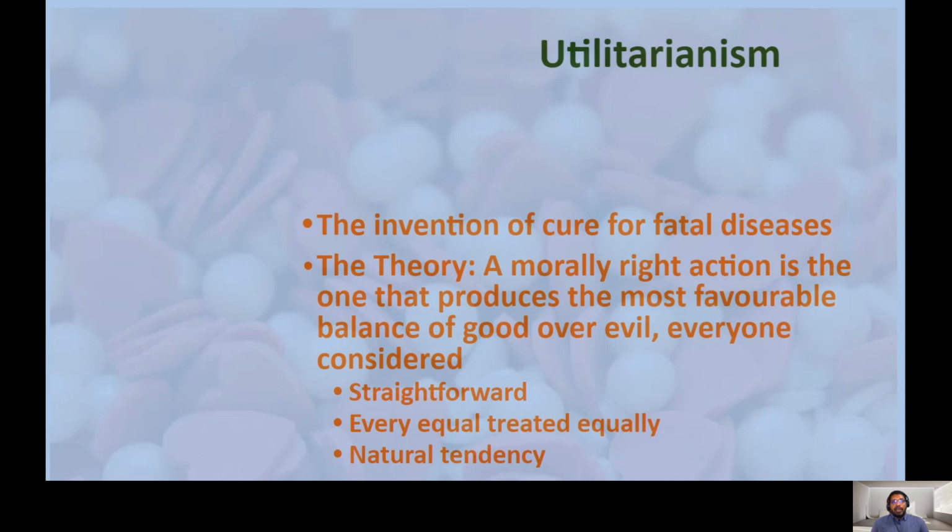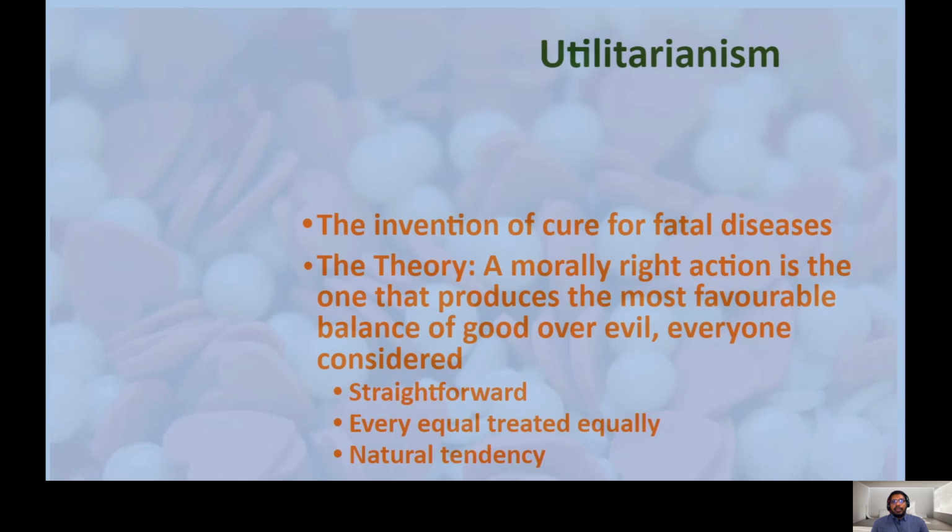What makes an action right is the consequences that it has for the greatest number of people. A right action is one which maximizes happiness for the greatest number of people and minimizes pain for the greatest number of people. So there is a balance between happiness or pleasure over pain. And you consider everyone, not just you. And that is what makes it different from ethical egoism.